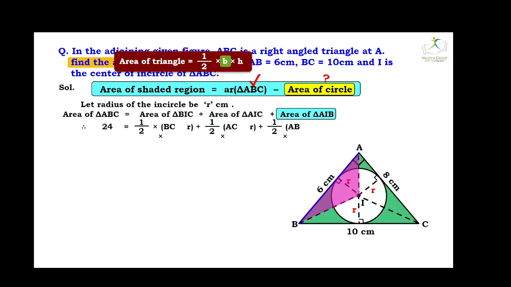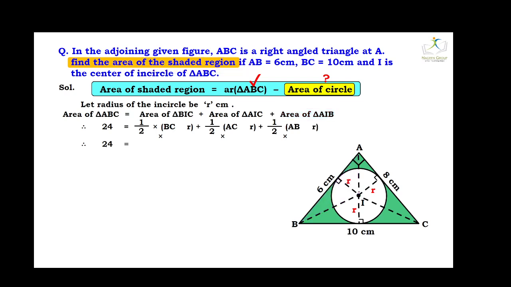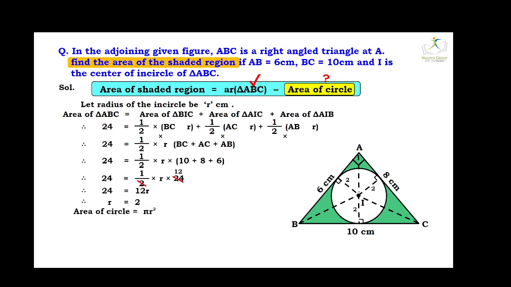So here r we can take common. Take r as the common. Now BC plus AC plus AB is the perimeter of the triangle. By adding everything, 10 plus 8 plus 6, we get 24. So now we can find the radius is equal to 2.